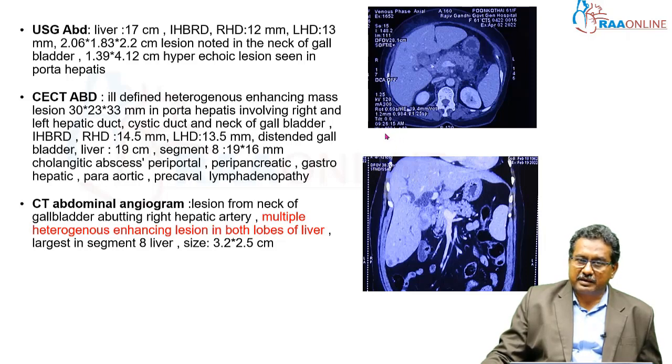There was a distended gallbladder, and the liver was also enlarged. And there were multiple nodes. You can see that periportal, peripancreatic, gastrohepatic, parahepatic, and precaval lymphadenopathy were there. And this could not conclude whether there was involvement of the vessel or metastasis. So we went ahead with CT abdominal angiogram, which revealed that the lesion from the neck of the gallbladder, you can see the hepatic artery, the right hepatic artery was abutting and involved, and there is a heterogeneous enhancing lesion in both the lobes of the liver, which shows metastasis in angio CT.